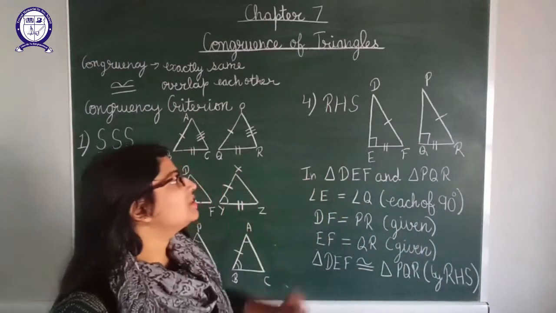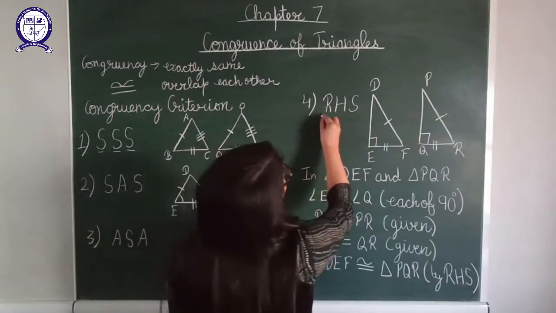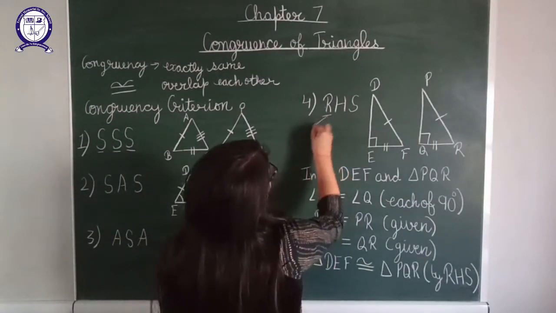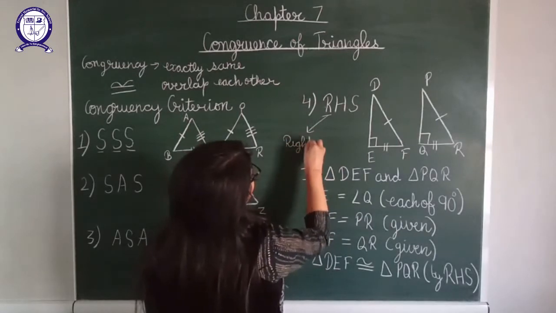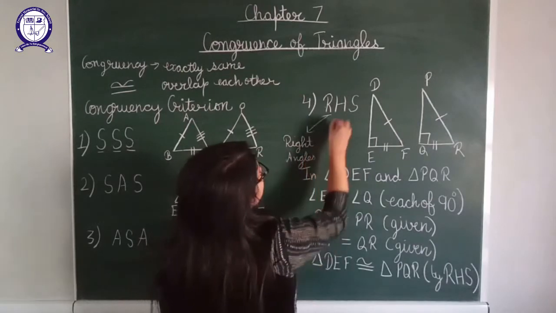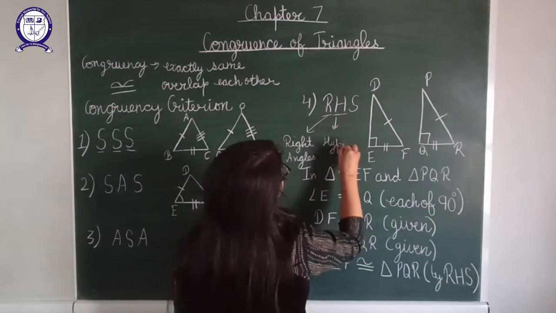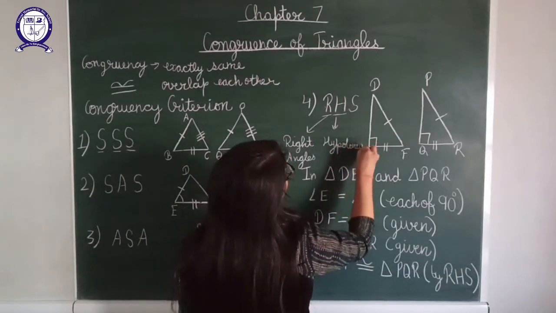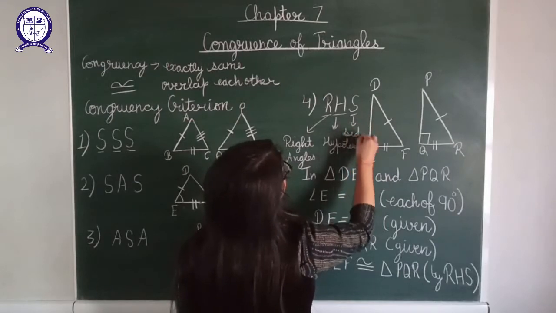Now the last one is RHS criteria. Here R means right angle. This is about right angle triangles. Then the next one is H. H here is hypotenuse. And S here is again side. Right. Any of the sides.